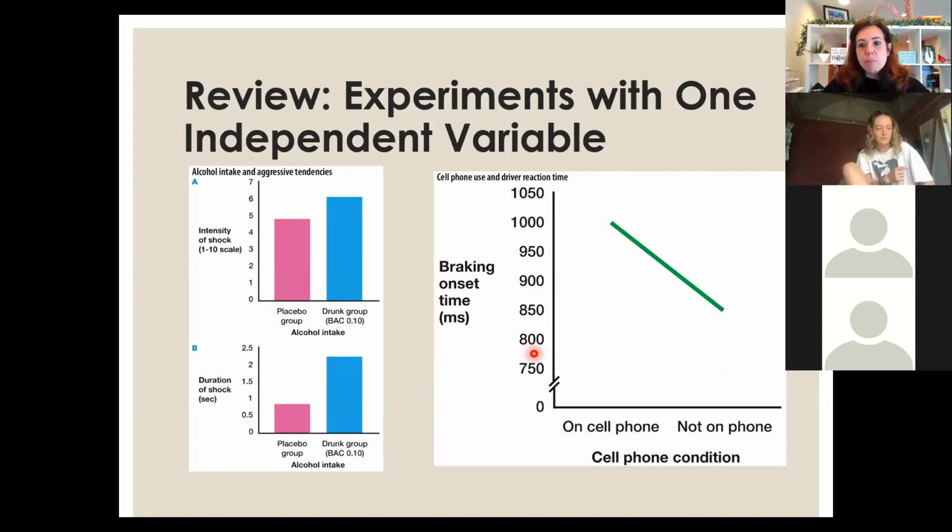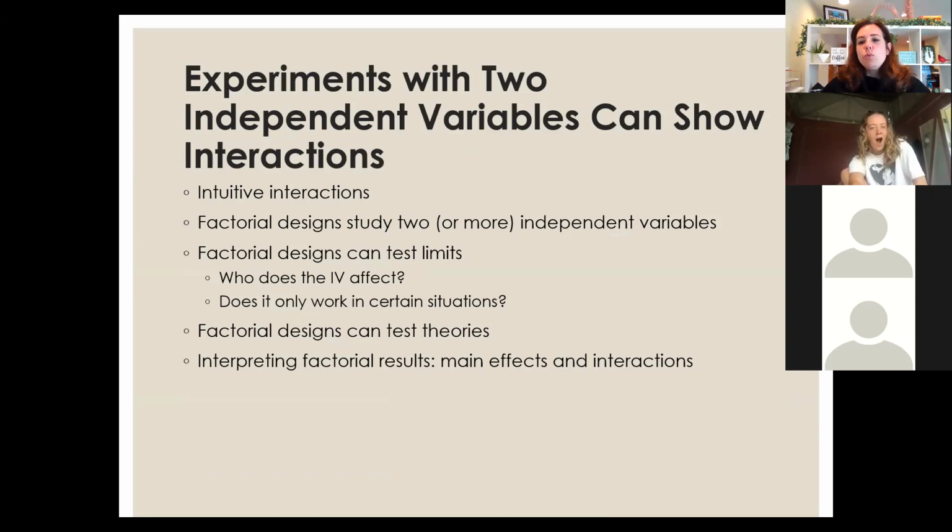So these are two examples where there's only one independent variable being tested to see the association with a dependent variable. In this case it is the amount of alcohol they took, and this one is whether they're on a cell phone or not. Okay. When you run experiments with two independent variables, the benefit of doing that is it can show interactions between independent variables. Those are called interaction effects. So it's when the effect of one independent variable impacts the effect of the other.